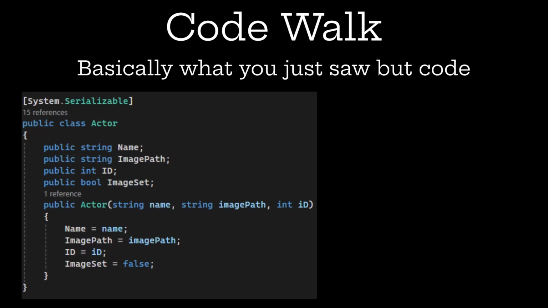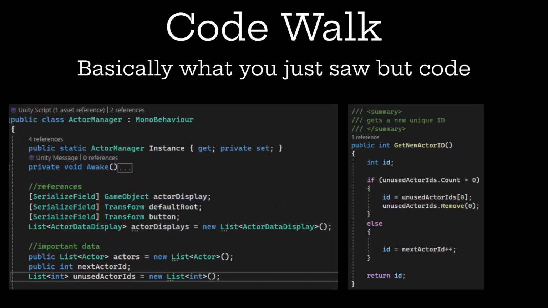Here's the code walk, which is basically just the code of the flowcharts you just saw. So this is the actor. It has a little bit more than just name, and as you can see, image path as opposed to image. So essentially, I just have a pointer to an image instead of saving an image, which makes more sense in the JSON context. Next is the actor manager. This class stores all the actors as well as some information about ID, which basically just tells us what the next actor ID should be.